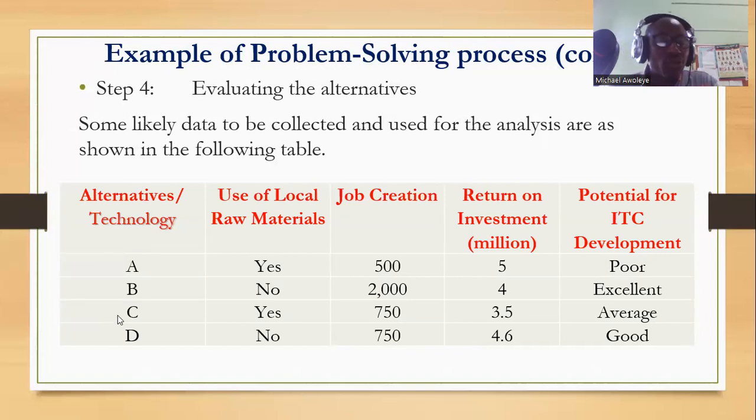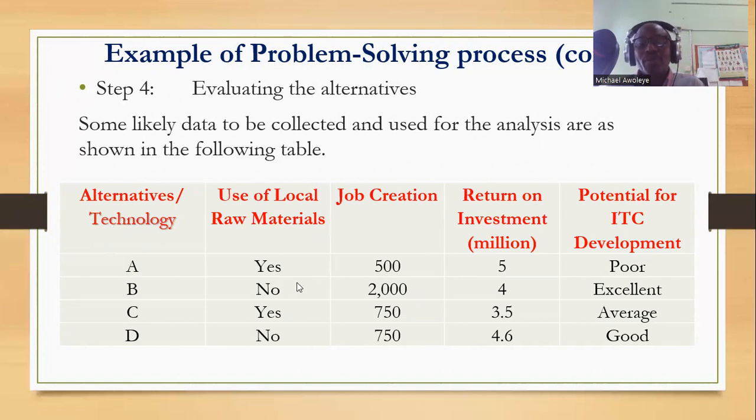Alternative B. If you go to using technology B to resolve the entire problem, that means we are not going to be using local raw materials. We don't want that to happen. But then it's going to create a lot of jobs, about 4 times the previous one. This is 2,000 jobs that will be created at the end of the day. This is attractive. This is making this alternative attractive. But then don't forget the use of local materials will not be there.